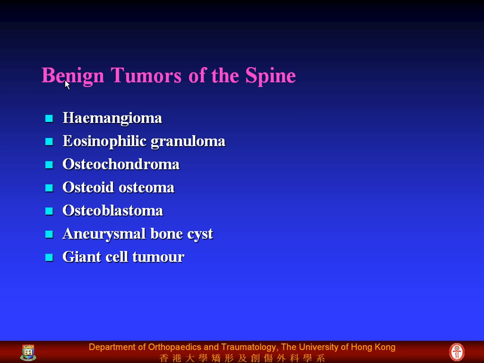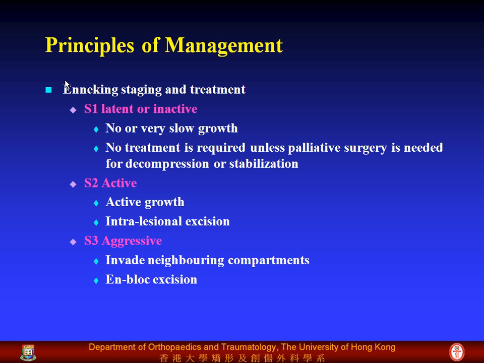So these are the common benign tumors of the spine: hemangioma, eosinophilic granuloma, osteochondroma, osteoid osteoma, the larger version of osteoid osteoma, the osteoblastoma, aneurysmal bone cyst, and giant cell tumor. Giant cell tumor is considered a benign condition, but it's called a benign aggressive condition, so it should be treated more like a malignant condition. And the principle of management for benign conditions, I think we all know, we can afford to do either intralesional excision.